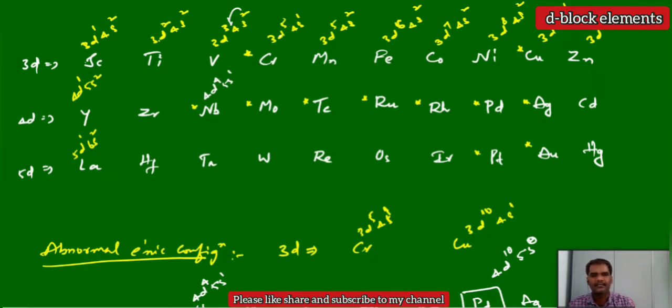And the molybdenum case is already similar to chromium. Anyhow, this is an abnormal configuration itself: 4d5 5s1. Technetium is 4d6 5s1. Just shift one electron from the s orbital to the d orbital. In the case of ruthenium, 4d7 5s1. In the case of rhodium, 4d8 5s1. Palladium is the exception.